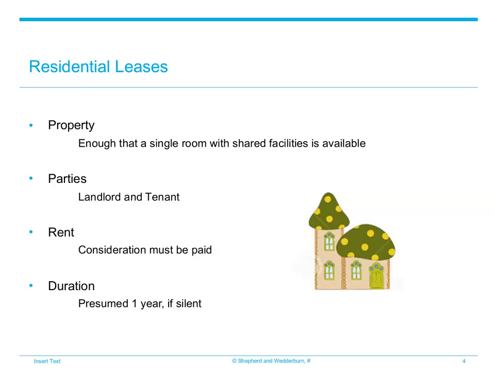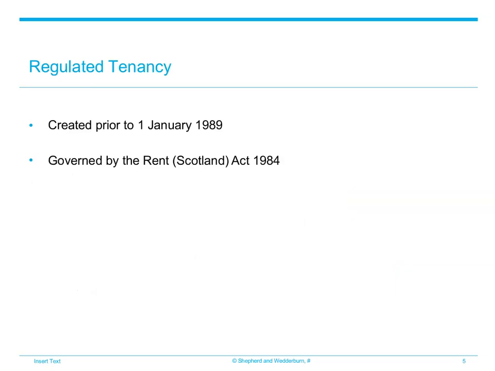So with that in mind, let's move on to the first type of residential lease currently in existence and the oldest type of residential lease, a regulated tenancy. If the lease was created prior to the 2nd January 1989, the landlord is not resident in the property or providing meals or other services, this is most likely to be a regulated tenancy. These types of leases are governed by the Rent Scotland Act 1984, and the tenant has a right to have a fair rent registered with a rent officer. The terms of the Rent Scotland Act 1984 will prevail over any lease terms contrary to the provisions of this legislation.